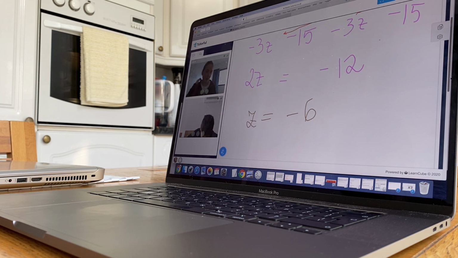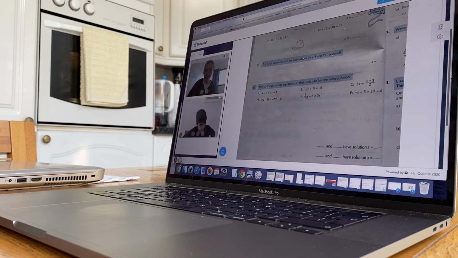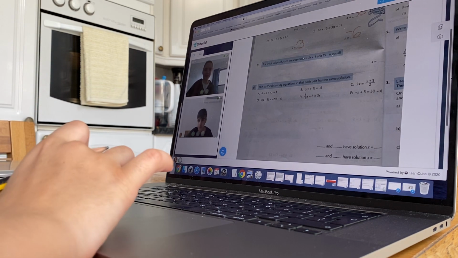If you multiply a negative and a positive, you get a negative. So if you have a negative divided by a positive, you get a negative as well. Okay, perfect. Now let's move on to number 7.